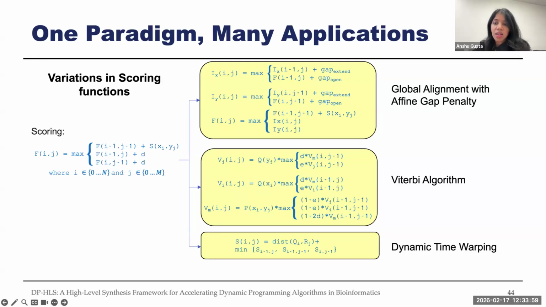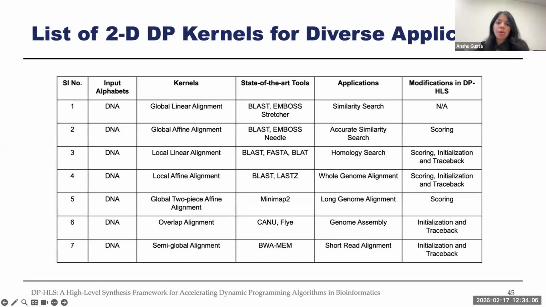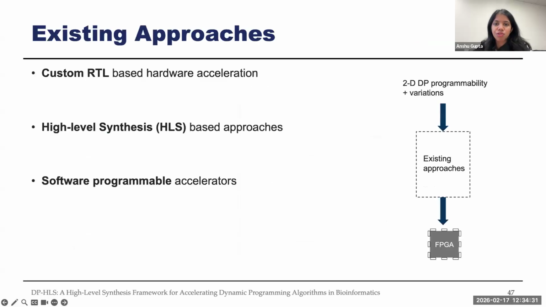The emphasis here is that the variations also involve rewriting the entire scoring function itself, or customizing your own scoring function. So here I'm showing a list of 7 different types of 2D DP kernels, which follow a similar 2D DP paradigm, but with slight variations, which are categorized here. All these kernels are being used by multiple highly cited tools and in many different applications, which are also listed here. But this is a very small subset of biologically relevant 2D DP kernels which are possible with these variations. And there can be many more such kernels across bioinformatics using the same paradigm, which we target in this tool.